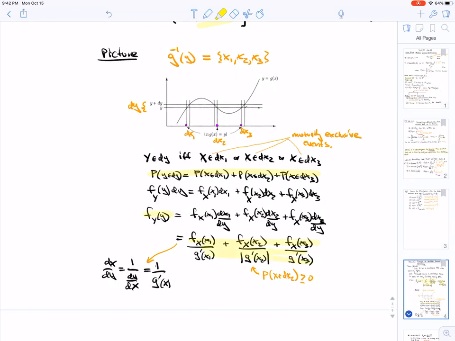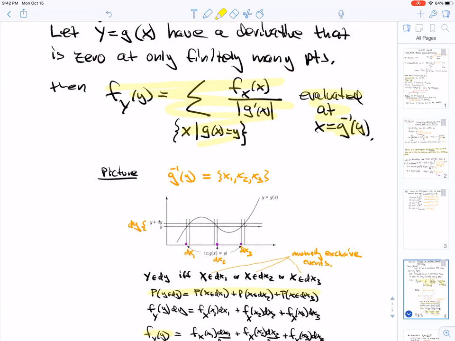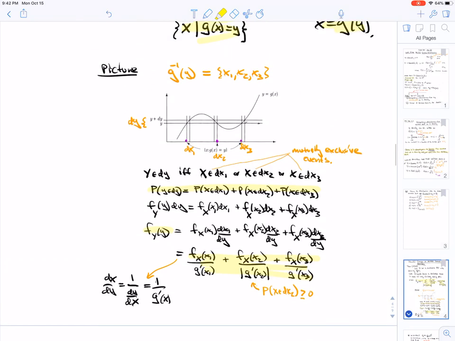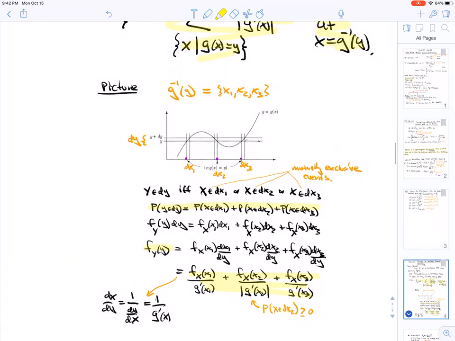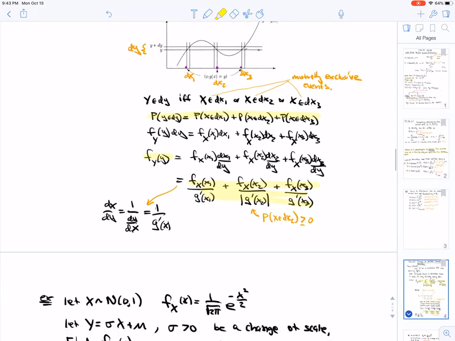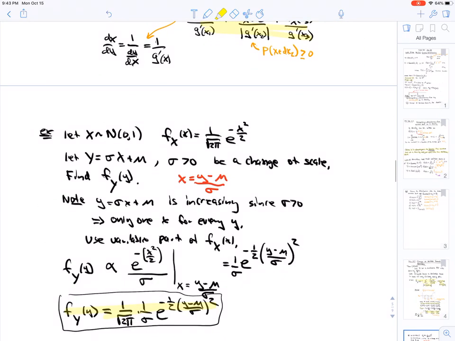Okay, this is the change of variable formula, but notice that the right-hand side has x's in it. So you need to evaluate, so that's the part here, you need to now stick in x equals g inverse y in for the x's here to make them in terms of y. So let's see this in an example.